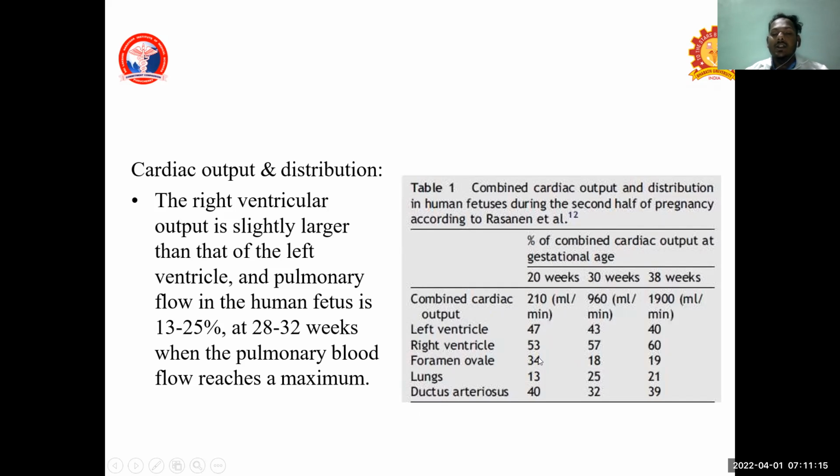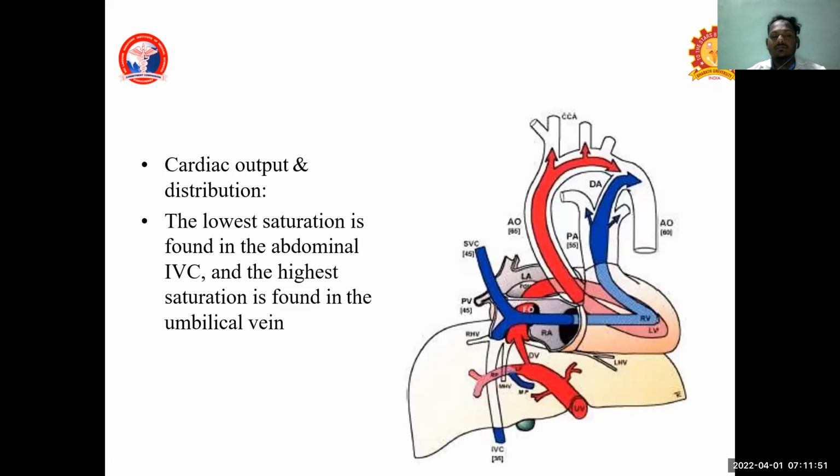And for the aortic isthmus, the blood flow is around 34 ml per minute at 20 weeks, 18 at 30 weeks, and 19 ml per minute at 38 weeks. Blood through the lungs is 13 ml at 20 weeks, 25 ml at 30 weeks, and 21 at 38 weeks. And the blood through the ductus arteriosus is 40 ml at 20 weeks, 32 at 30 weeks, and 39 at 38 weeks. The cardiac output and distribution.